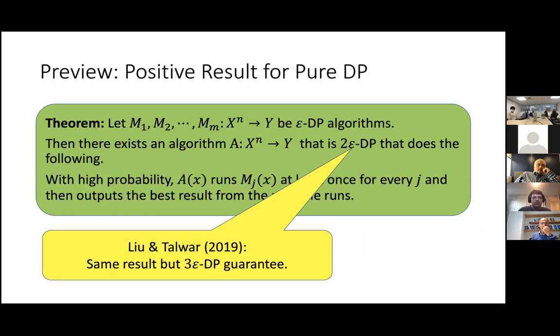I should mention the most related prior work is by Jingcheng Liu and Kunal Talwar. This was in STOC 2019. They proved exactly the same result, but with a factor of 3 instead of a factor of 2. And basically this work is very heavily building on that earlier work.